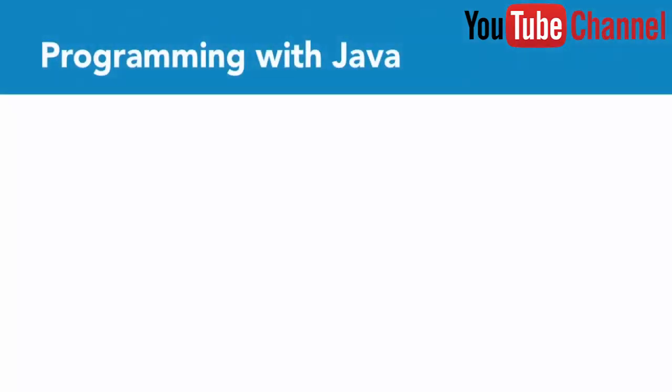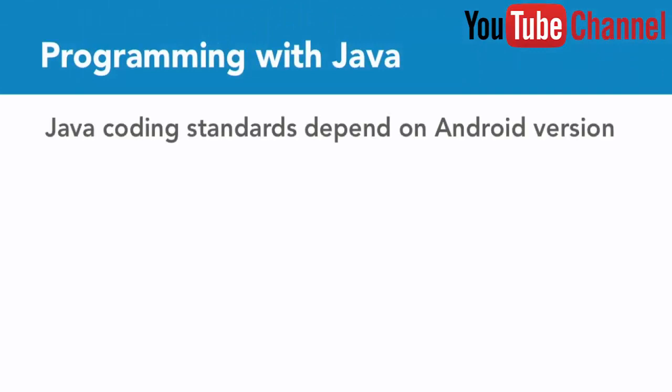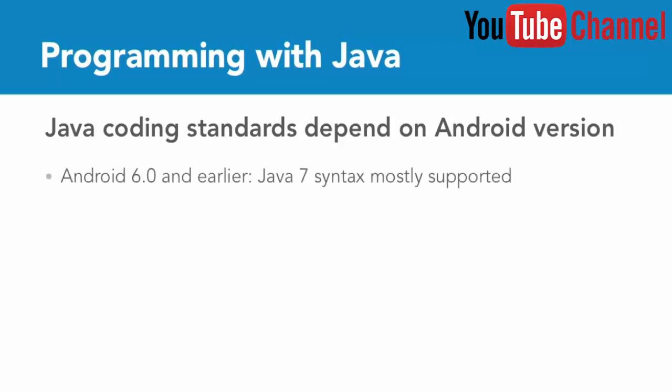In order to work with Android apps, you'll need to know some Java. Which version of Java you work with depends on which version of Android you're targeting. For Android 6.0, Marshmallow, and earlier, Java 7 syntax is mostly supported. But in the next version of Android, which at the time of this recording was simply known as Android N, Java 8 syntax will be supported. And that's because in Android N, Google is moving from its own proprietary implementation of Java to the OpenJDK.